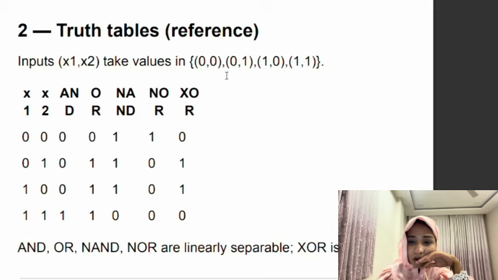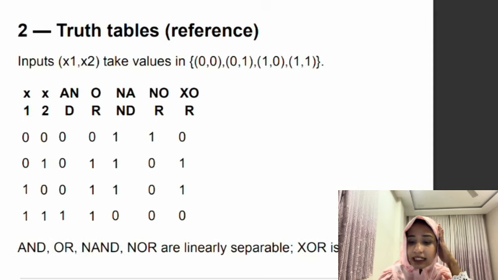It should be 0, 0, 0, 1, 1, 0 and 1, 1. So this will be the output. Actually this is 0, 1 will be 0, 0. This will be 0, 0. Oh sorry, input is this. So 0, 0, 0, 1, 1, 0, 1, 1. Sorry. So this will be AND, OR, NAND, NOR and XOR. So output will be this respectively after applying the operation. So this will be the truth table of the particular gates.